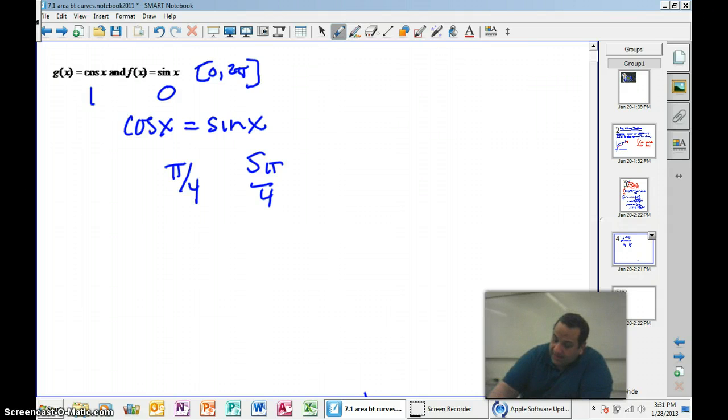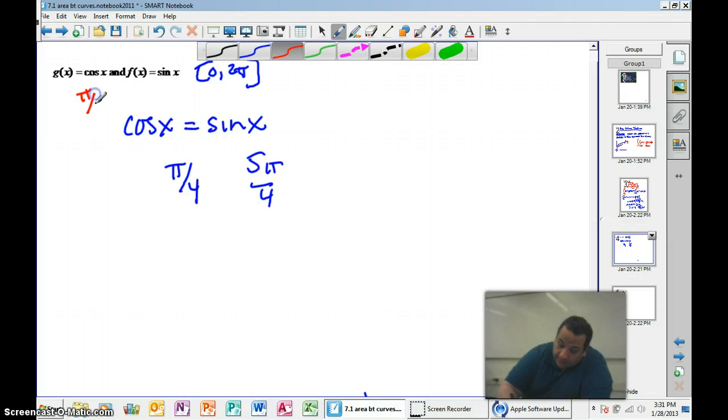So now I cannot test 0. I am going to test pi over 2. My bad. Good thing I caught it. You guys would be angry if I did it. Cosine of pi over 2 is 0. Sine is 1.